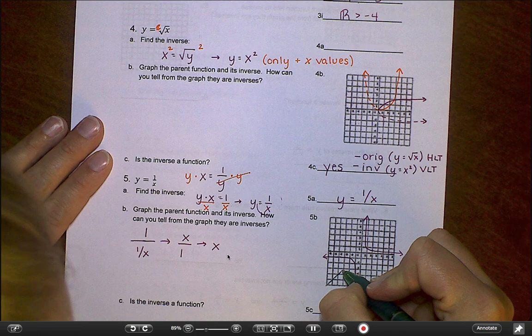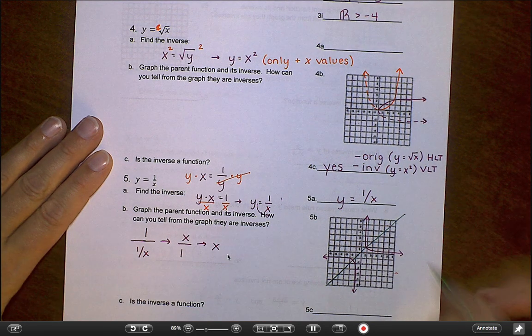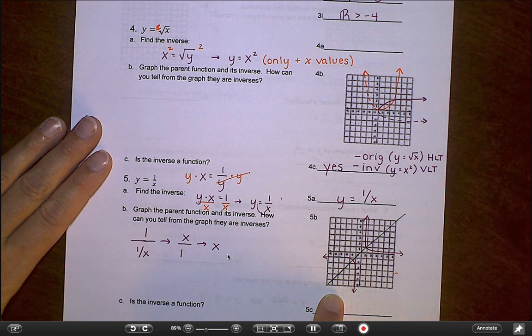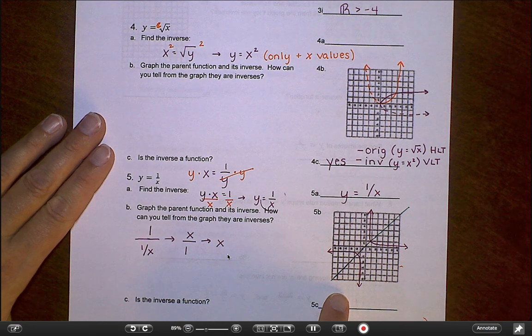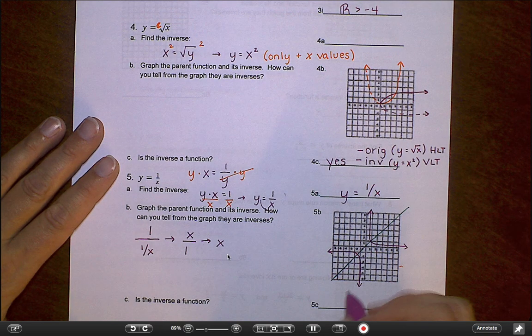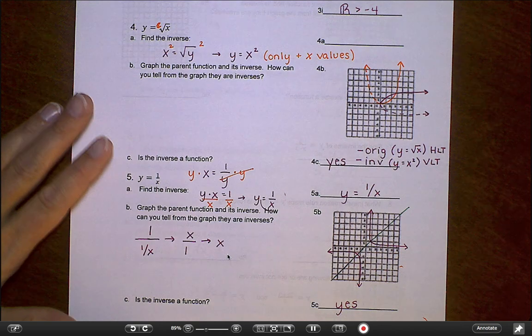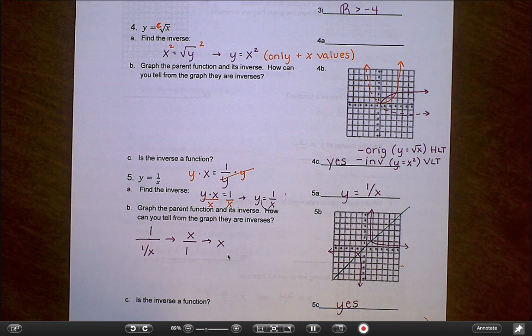You reflect it over the line y equals x, which is this line. If I reflect this function over that green line, it's going to land back on top of itself. That's how I know that this thing is its own inverse, okay? And is the inverse a function? Yes, because it passes both the vertical line test and the horizontal line test. And it's the same function, so it doesn't matter which one we use, okay?